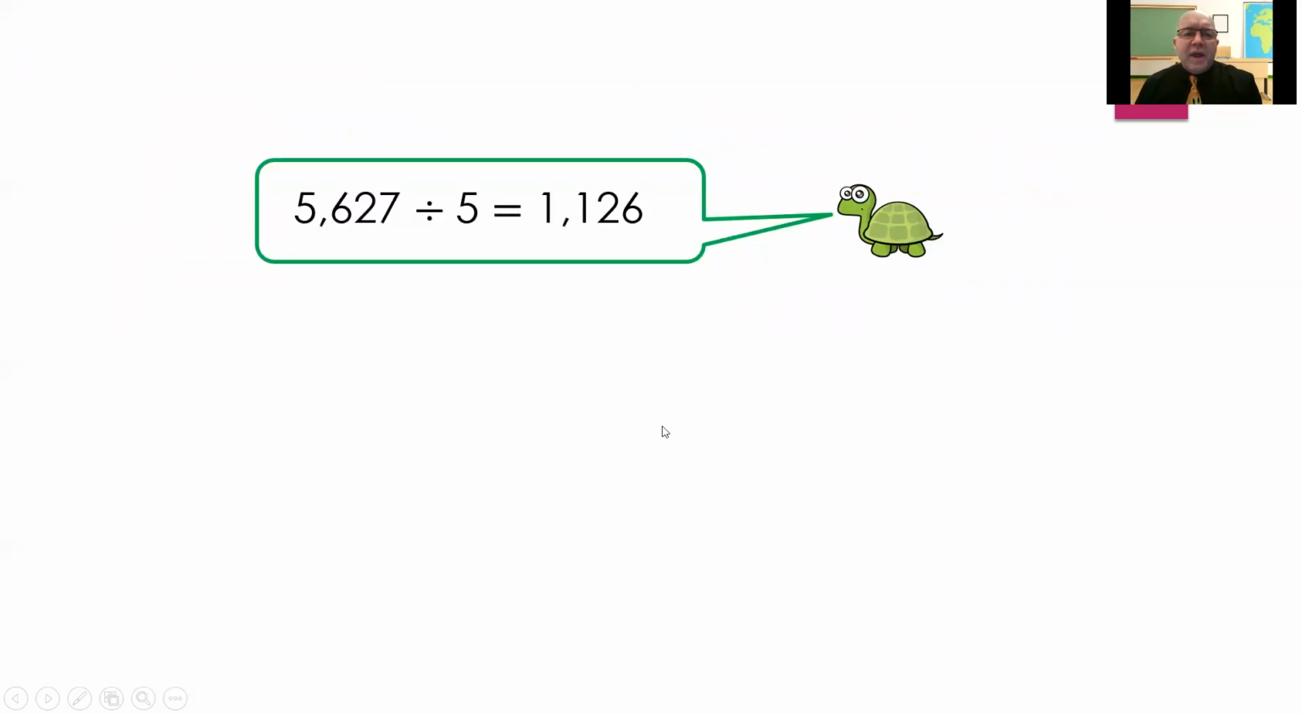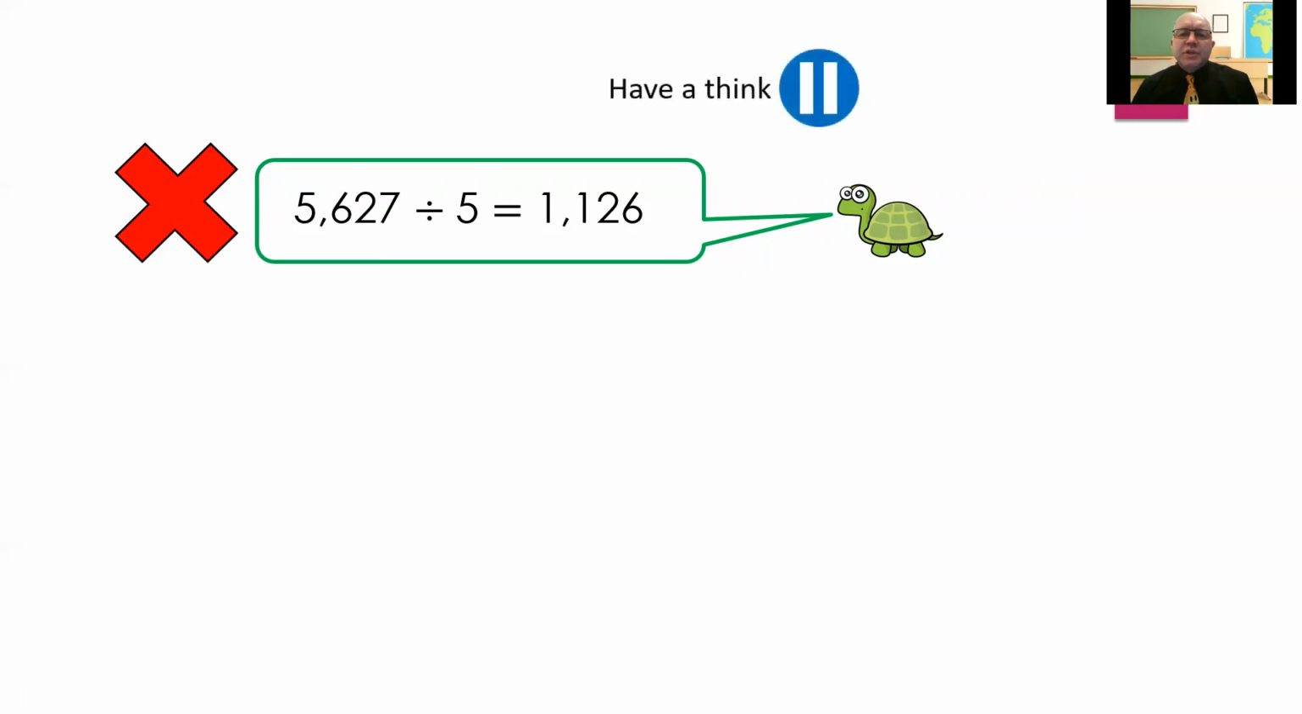Okay, our turtle friend says 5,627 divided by 5 is 1,126. Could it be right? No, absolutely not. He's not right. So have a think. Why is that incorrect?